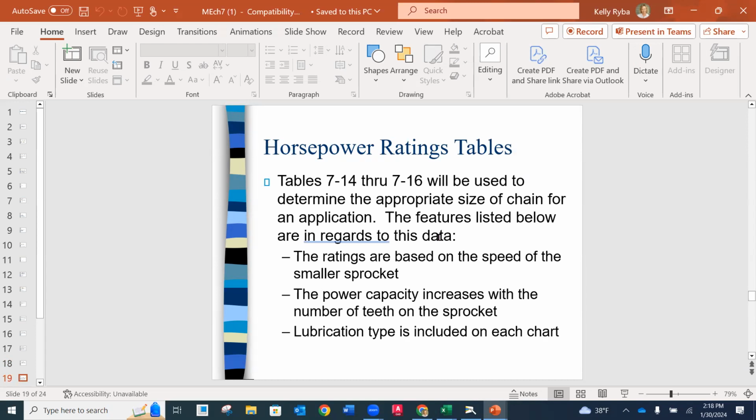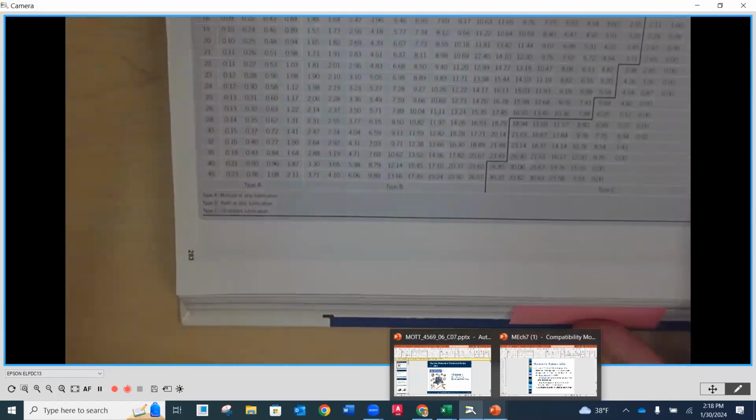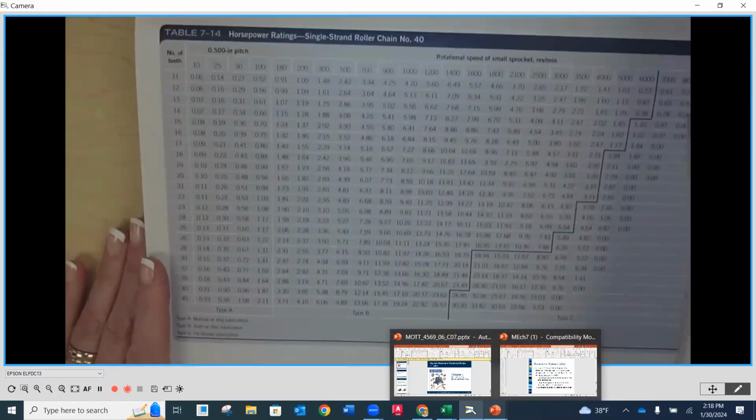Now, horsepower rating charts. The horsepower rating charts or tables are going to be found starting on page 283. There are three different sizes here, and they're going to help us determine the appropriate chain for an application. When we do our example, we'll be referencing back to these. On page 283 is our first chart.